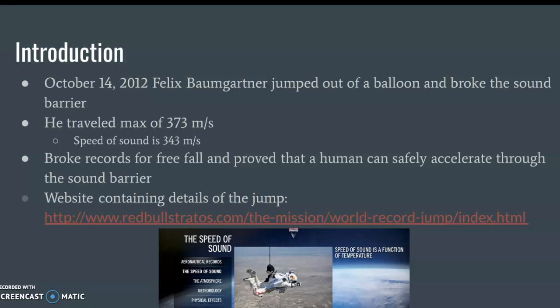There's a whole website that has details of this jump that I included here. The whole jump was sponsored by Red Bull.